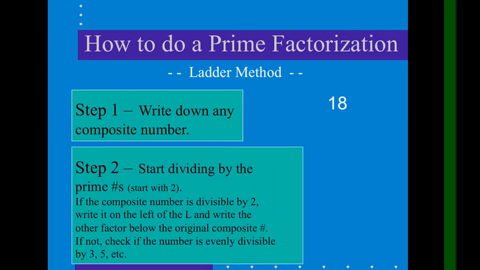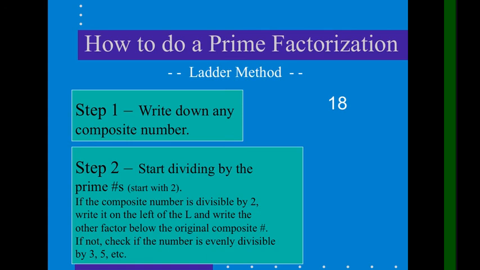Second, start dividing by the prime. Since ang 18 ay divisible by 2, okay, start with 2. Okay? And since 2 is a prime number naman, so start with 2. If the composite number is divisible by 2, write it on the left of the L and write the other factor below the original composite number. If not, check if the number is evenly divisible by 3, 5, etc. Kung hindi daw siya divisible by 2, pwede mo siyang i-check by 3. Or kung hindi naman, by 5. Basta yung mga prime numbers.